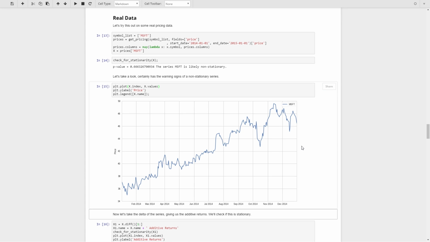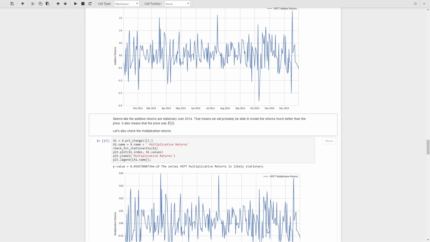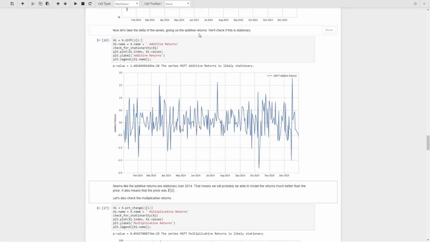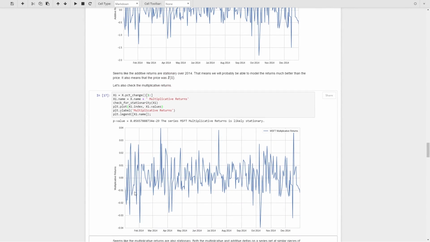If we take the first order differences, maybe we'll be left with a stationary time series at the end of it. So we'll use the pandas functions here to difference this time series, first order, and we'll just check for stationarity using our function from before. And we see that these returns are indeed stationary, these additive returns. As a sanity check, let's also do the multiplicative returns using the percent change. So if we do that here, we see that these are also likely stationary. And these look, again, like white noise.